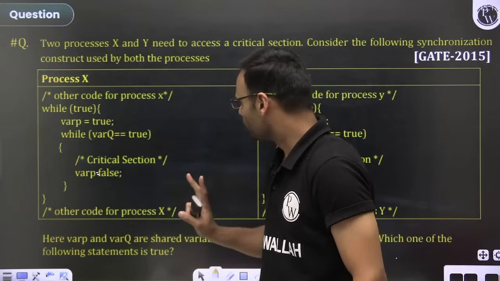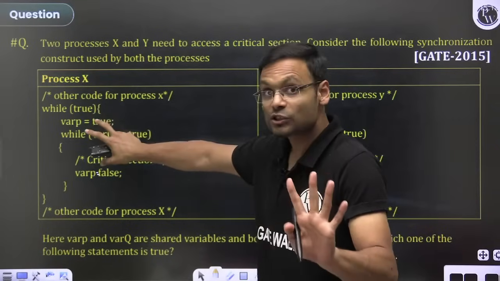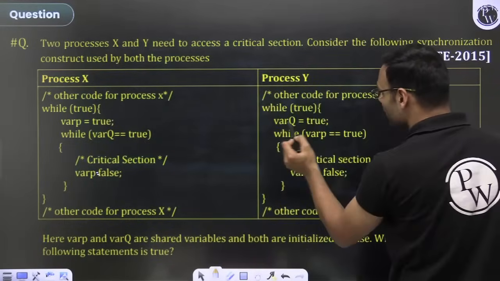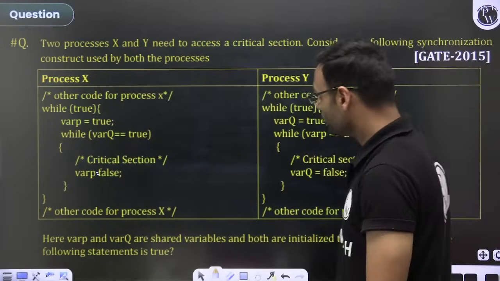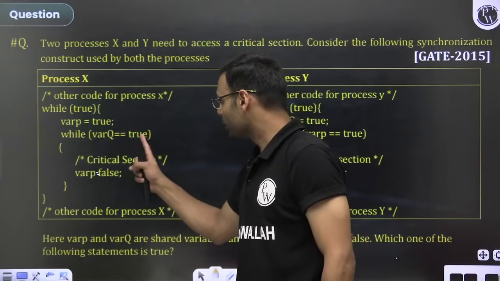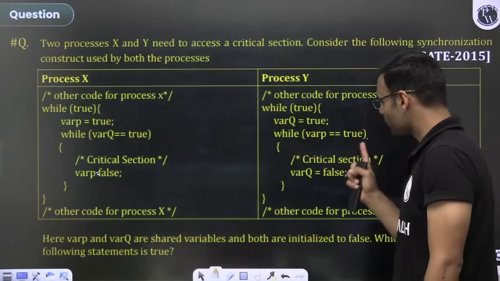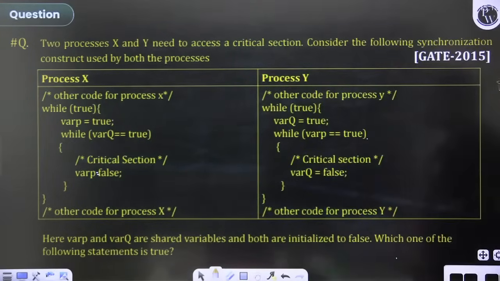Variable p is equal to true. This particular process will stop here until variable q becomes true. This process also comes, variable q equals true. Both the variables p and q are true. Then when variable q is true, yes, and in the critical section variable p is true, yes, true. Both are in the critical section, so no mutual exclusion for sure.